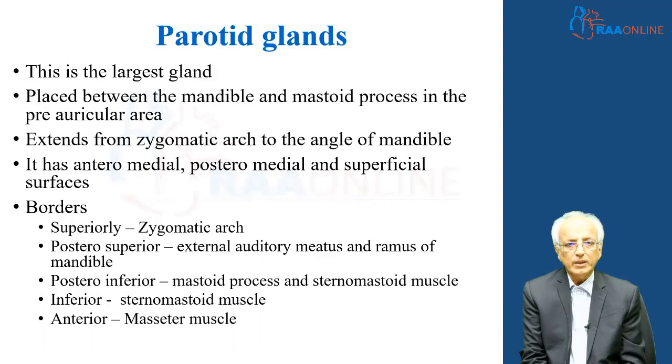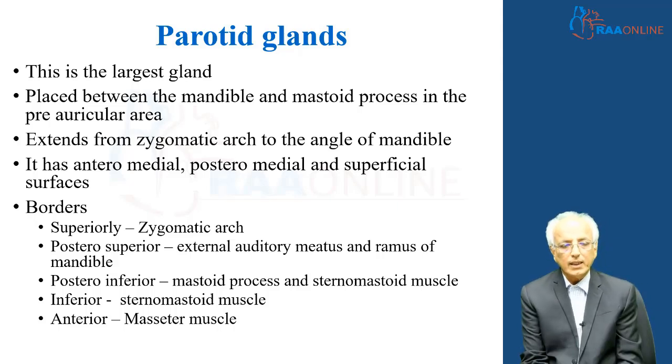The topic is anatomy of the salivary glands. As we know, there are three major salivary glands: parotid, submandibular and sublingual, apart from multiple glands in the oral cavity. Coming to the parotid gland, this is the largest gland of all the salivary glands.